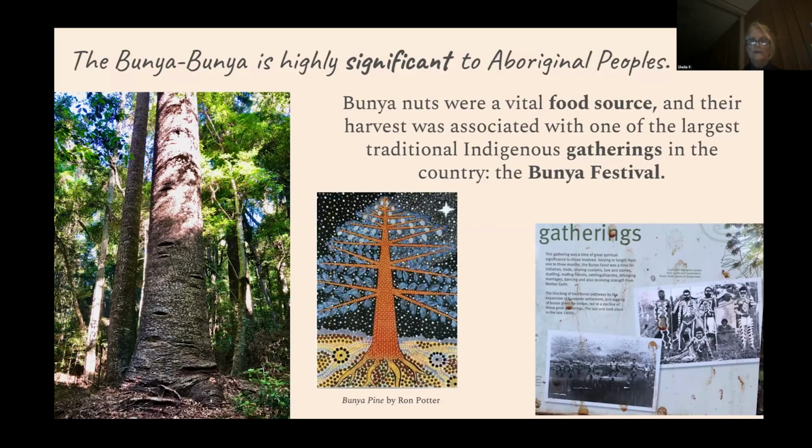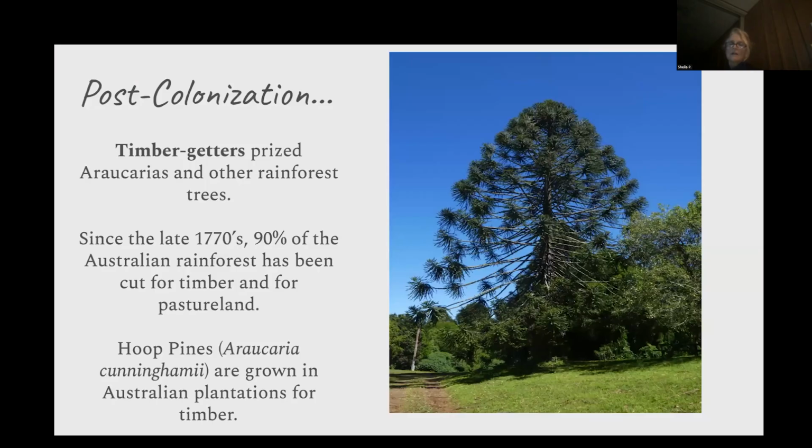Post-colonization, well, the Araucarias, the rainforest kind of met the same fate that old growth forest just about everywhere has met after colonization. It's been a very important timber tree, the Araucaria, and there are even plantations of Araucarias that are grown and maintained in Australia today. And of the hoop pine. The hoop pine is a species, Araucaria cunninghamii, and it's grown in Australian plantations for timber.